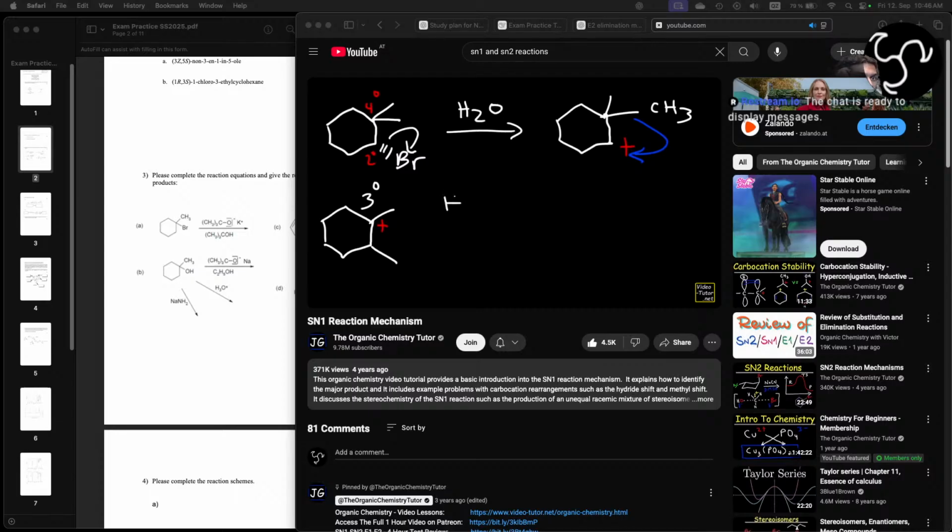At this point, water is going to react with the carbocation.